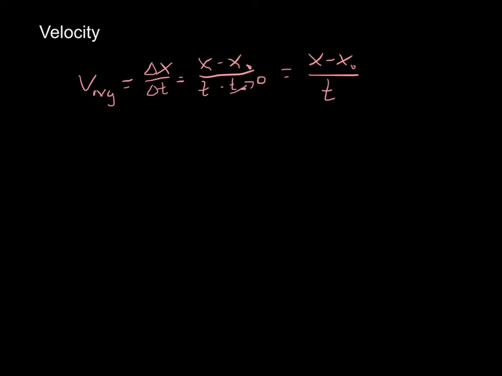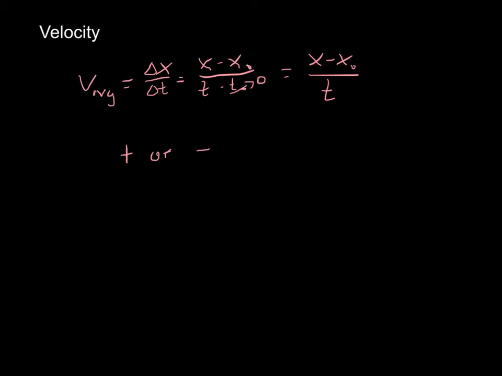Velocity is a vector. Displacement here is a vector. We have to specify a direction. And so the same thing is true for average velocity. One way that we do this with velocity is we use signs, positive or negative velocity. And that just indicates a direction.